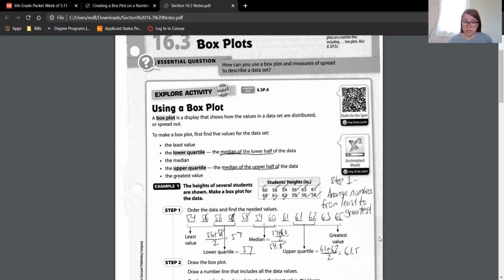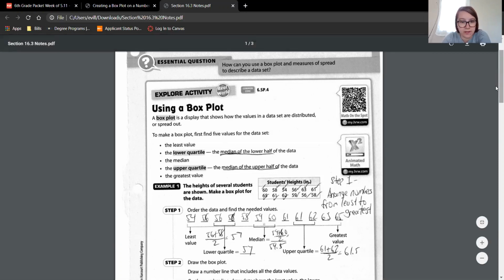So you need to find the least value, the lower quartile, which is the median of the lower half of the data, the median, the upper quartile, which is the median of the upper half of the data, and the greatest value. Remember, the median is that middle number. So you put all the numbers in order from least to greatest, and then you find the middle number. In odd sets of numbers, there will be a middle number. In even sets of data, you will have to add the two middle numbers together and divide by 2.